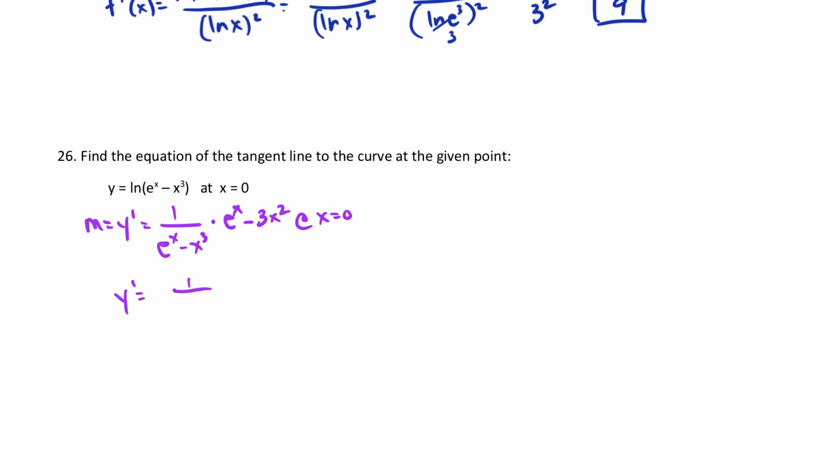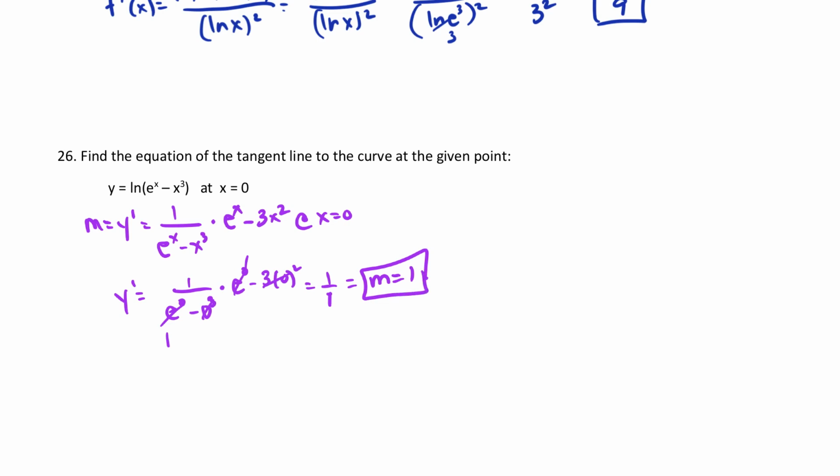Y prime will be 1 over e to the 0 minus 0 cubed times e to the 0 minus 3 times 0 squared. Well, this comes out to be 1. That's 0. This is 1. That's 0. So I end up with 1 over 1. So my slope is 1.